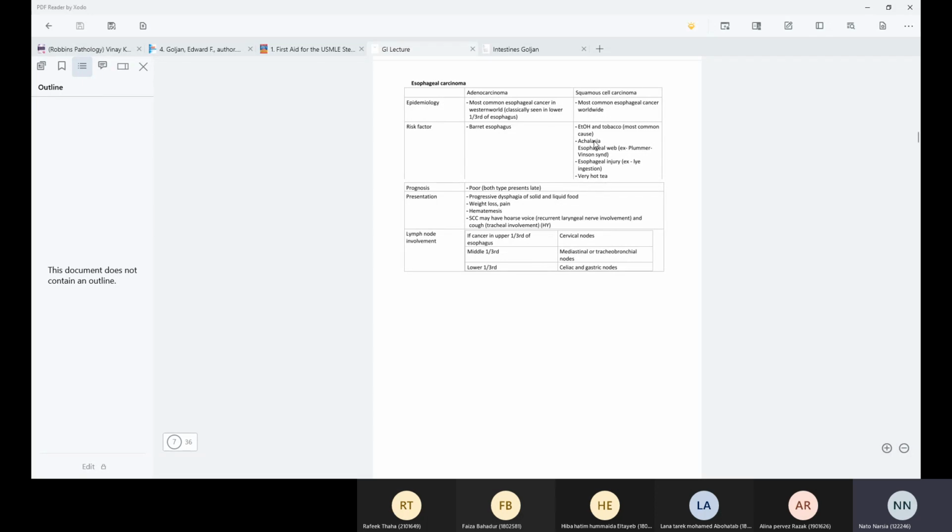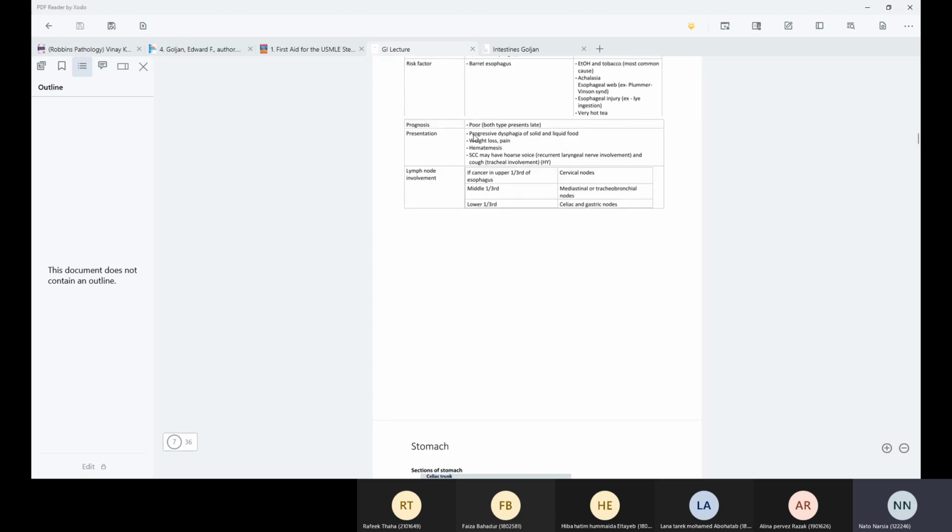Okay, that is important. So achalasia, esophageal web, Plummer-Vinson syndrome, because of laceration. You have damage of the epithelium, and chemical injury of the esophagus is a risk factor. Alcohol and tobacco are risk factors everywhere, and very hot tea is higher. Prognosis is quite poor.